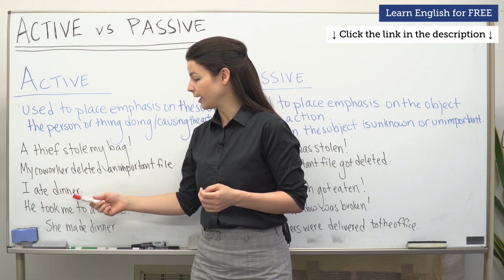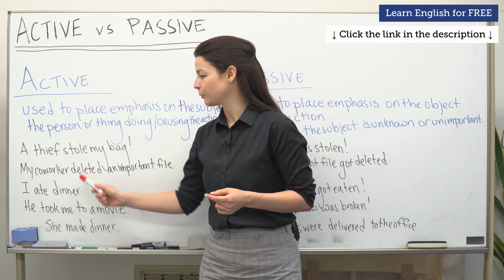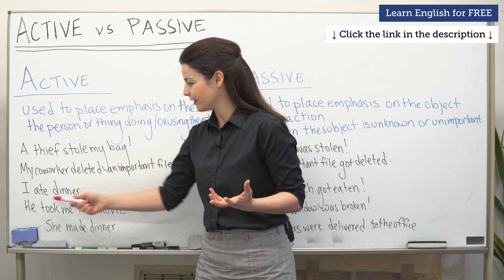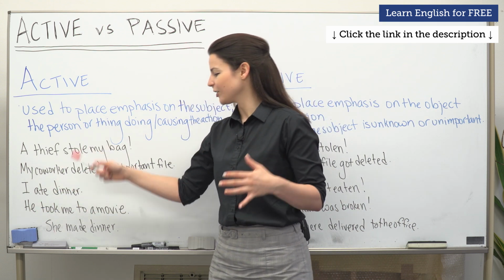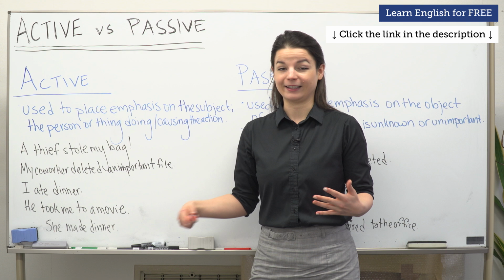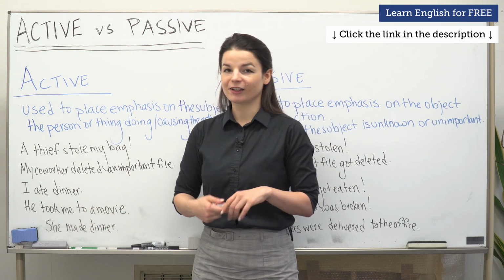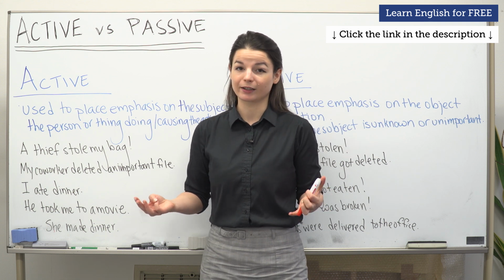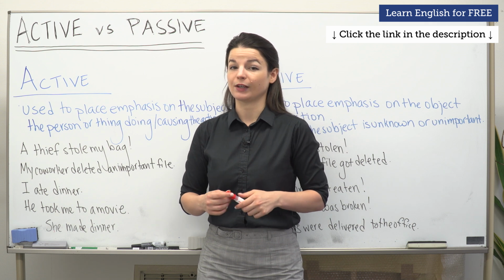Some more simple sentences. I ate dinner. Again, the subject, the verb, and what was being eaten here in this case. I ate dinner. Very simple sentence. Here, he took me to a movie. So we know the subject, the action, who is receiving the action. In this case, it's me. Here, she made dinner. Again, very, very simple sentences. We can make simple sentences in just 3 words, for example, with the active voice. It's very, very easy to use active voice.